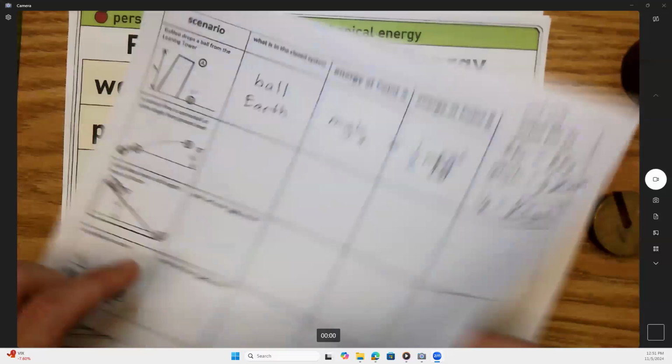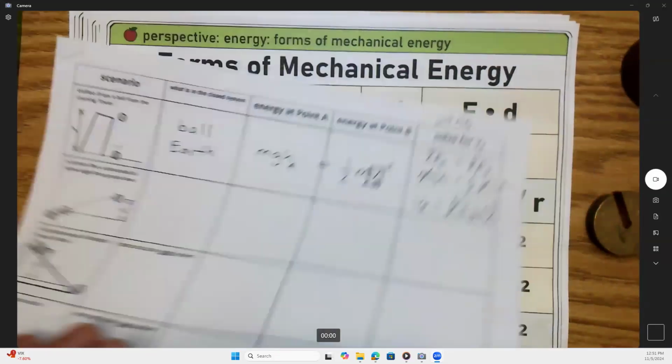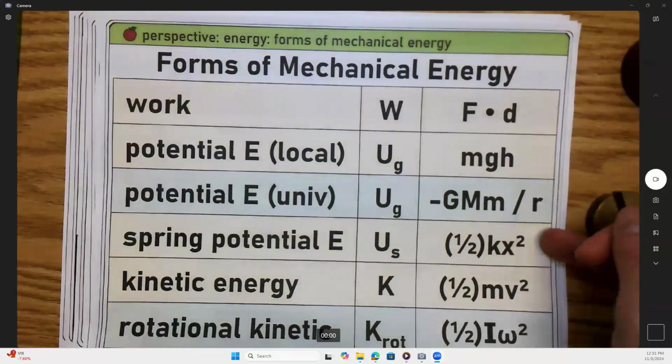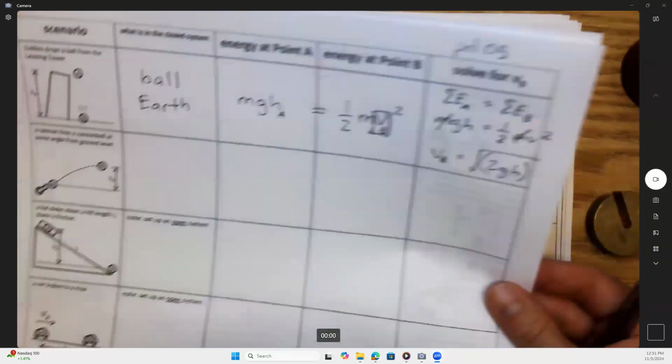If you see a spring, I see a spring there, I see a spring there. Some of these are springs. Guys, if you see a spring, what is spring energy? 1/2 kx squared. I bet that's going to be involved one way or another.